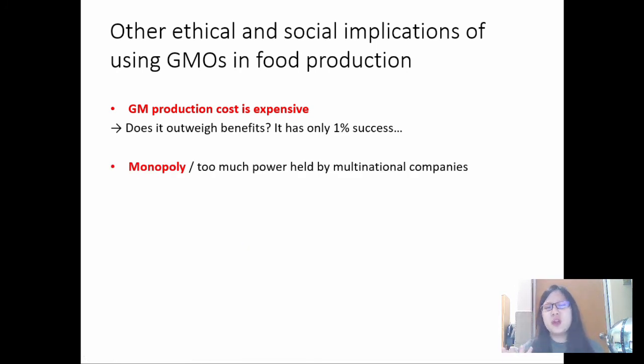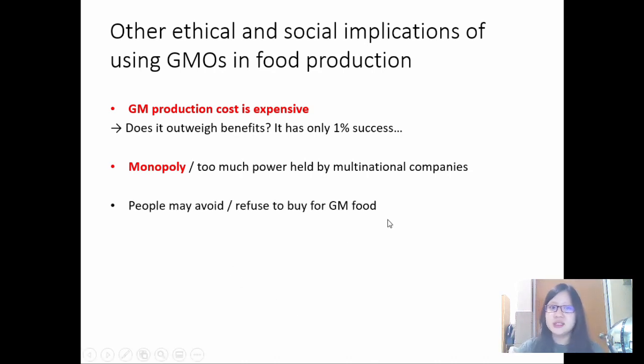Secondly, we can talk about monopoly. A lot of this research is done by huge biotech companies, which are multinational, and what they like to do is they discover it, they patent it, they trademark it, so no one else can copy it except them, no one else can use it but them. And they might be the only ones earning money in the process. It's not a free market.